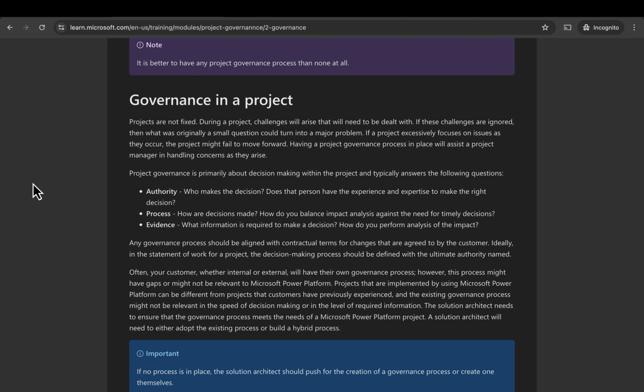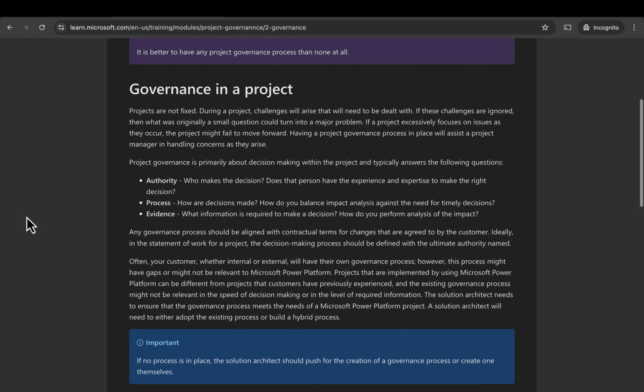Governance in a project. Projects are not fixed. During a project, challenges will arise that will need to be dealt with. If these challenges are ignored, then what was originally a small question could turn into a major problem. If a project excessively focuses on issues as they occur, the project might fail to move forward. Having a project governance process in place will assist a project manager in handling concerns as they arise.